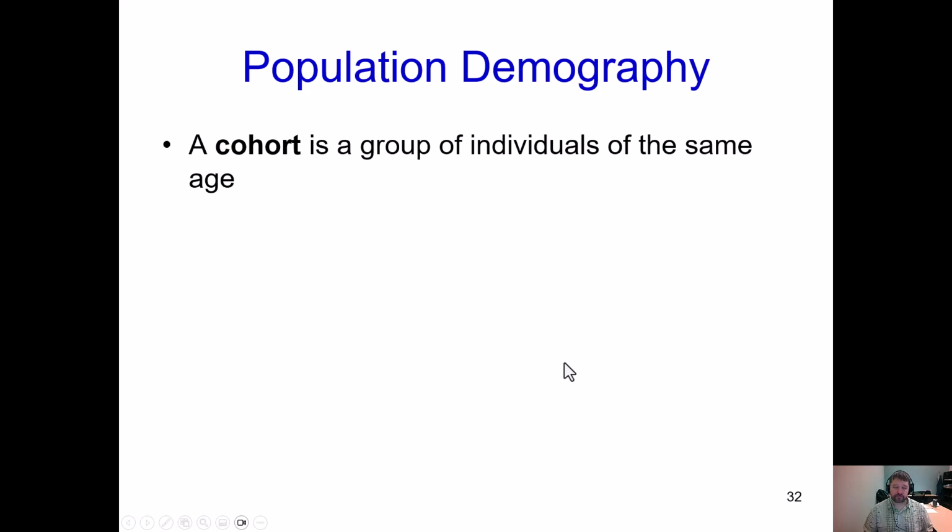Okay, so let's talk about cohorts. And cohorts are a group of individuals that are the same age. Sometimes, if aging an organism is not possible or is difficult, then the cohort is not based on age, but rather based on size. So for some organisms, we might say between 30 millimeters and 100 millimeters is this cohort, 100 and 200 is this cohort, and 200 and 300 is this cohort. Okay? And that's a size cohort.